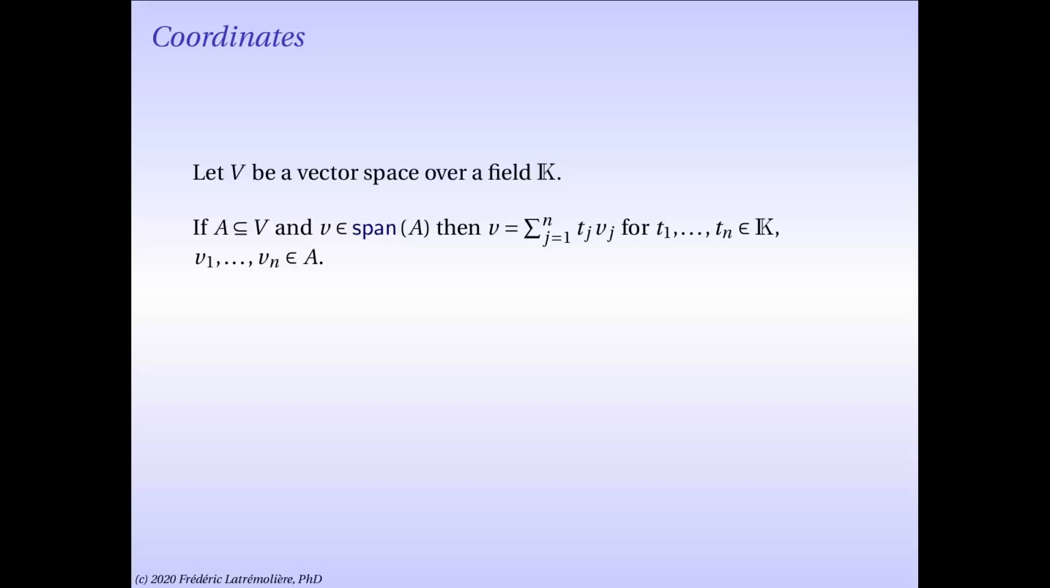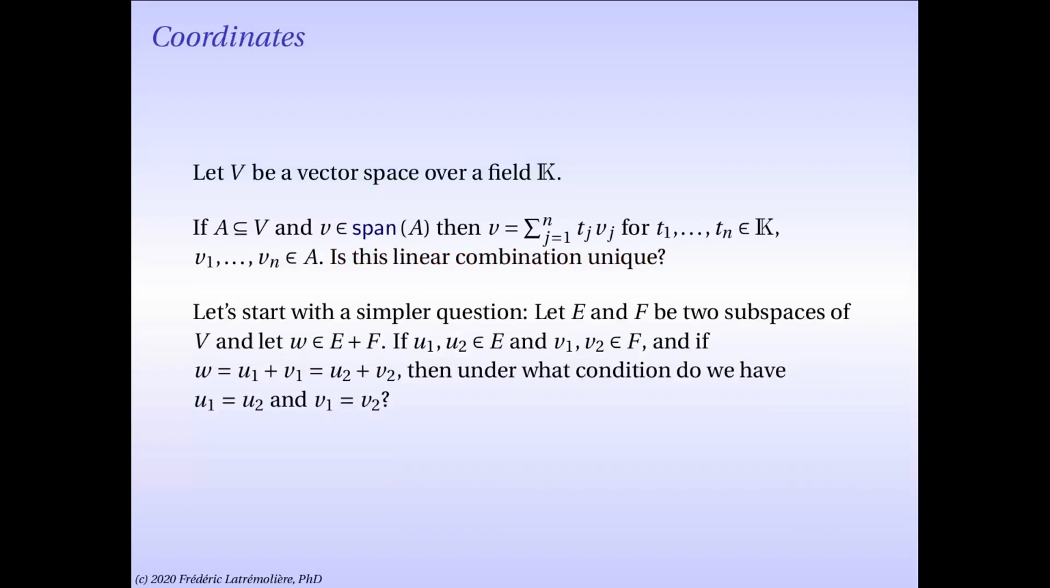If A is a subset of our vector space, and V is a vector in the linear span of A, then we know that V is a linear combination of vectors in A. The key question here is: is this linear combination unique? Let's start with a simpler question.